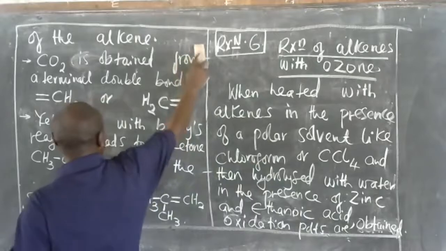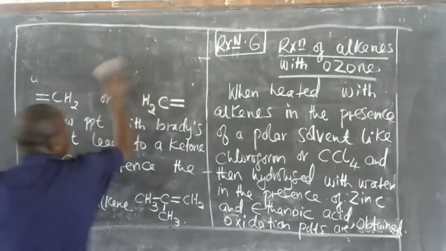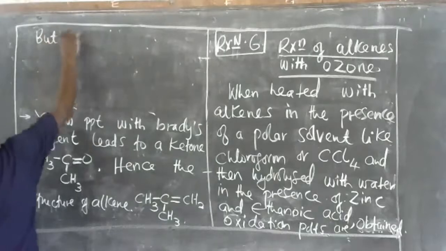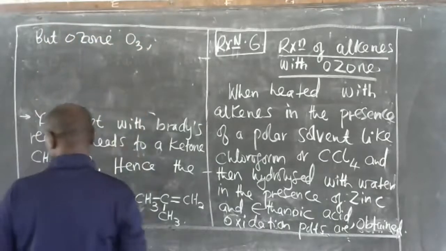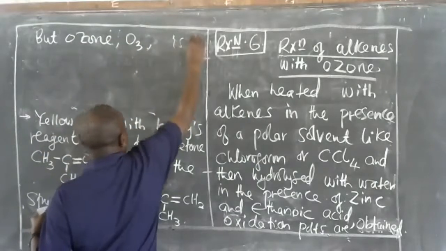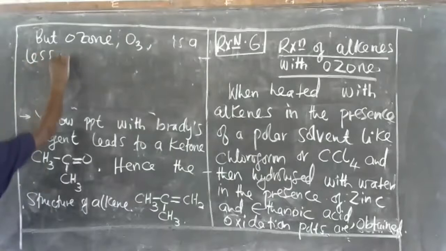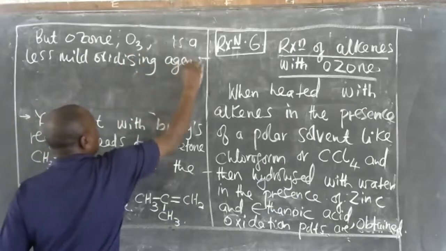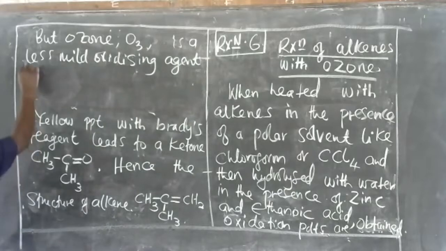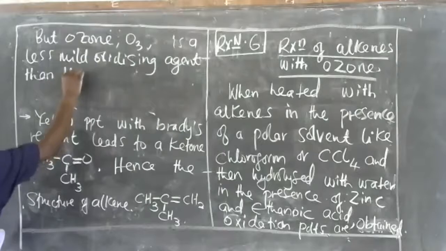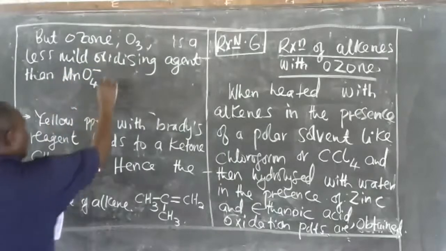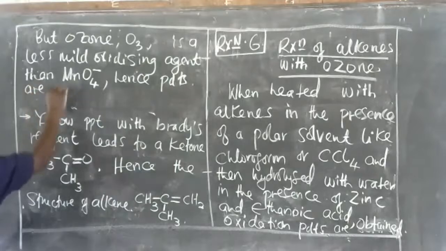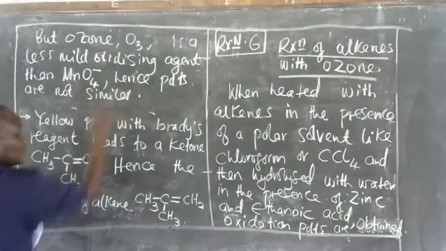But we say that ozone, which is O3, is a milder oxidizing agent than potassium permanganate. Hence, products are not similar.